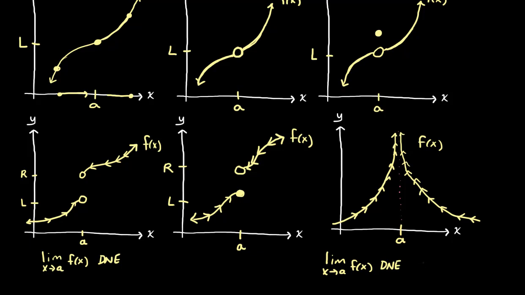This limit doesn't exist. Now, someone might say, what do you mean it doesn't exist? And we could explain that as we approach from the right or approach from the left, the function grows without bound. So we oftentimes will summarize that by saying the limit as x approaches a of f of x equals, in this case, positive infinity.